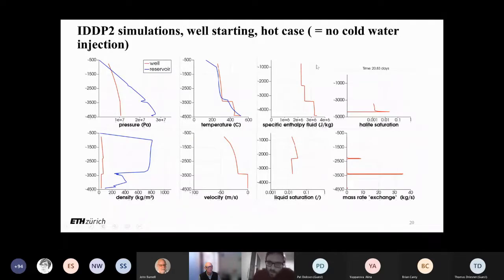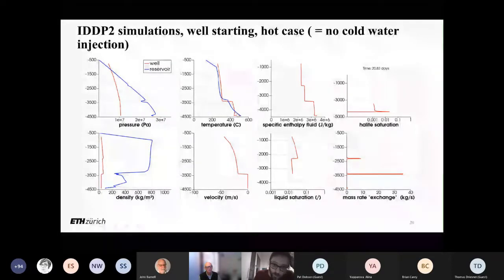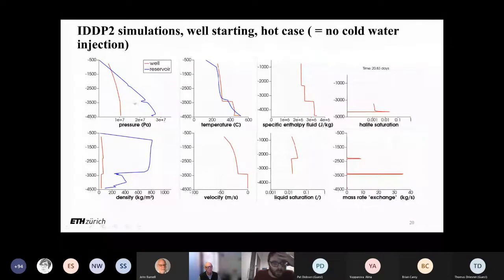So here there are many graphs. Everything in red would be property profiles in the well, and in blue would be in the reservoir. And then you have the pressure, temperature, specific enthalpy, density, velocity, liquid saturation, and the exchange between the well and the formation. You can see that in the hot case, the temperature profile is now back to the undisturbed temperature profile without injecting cold water for 2 years.